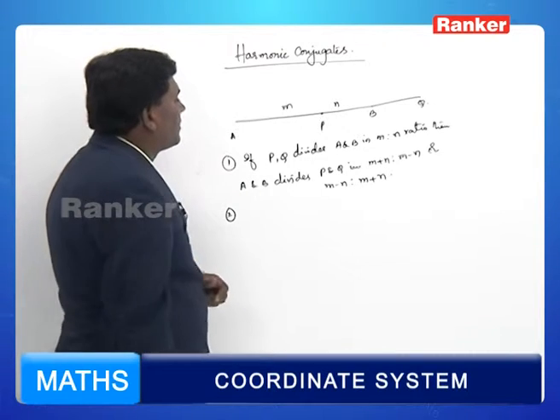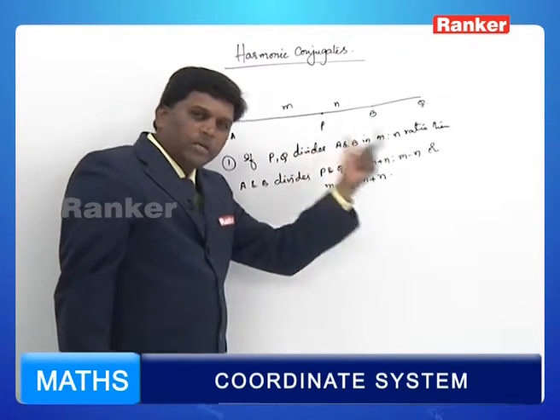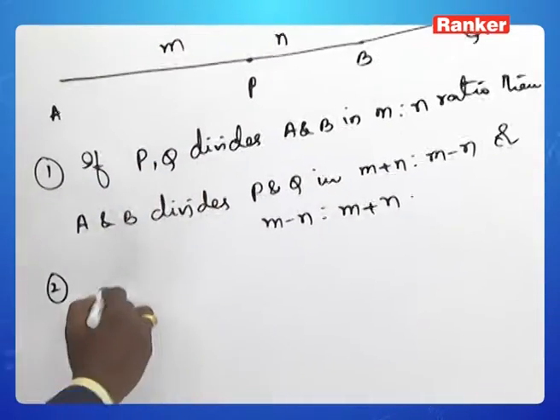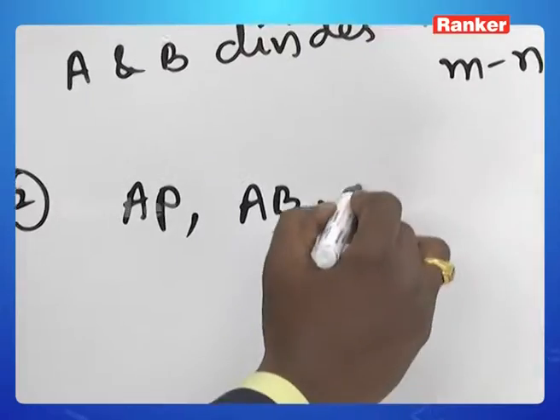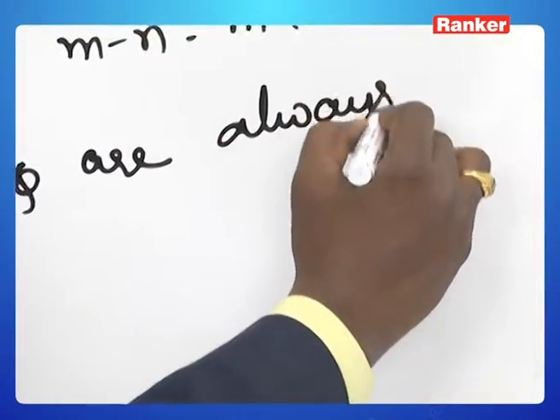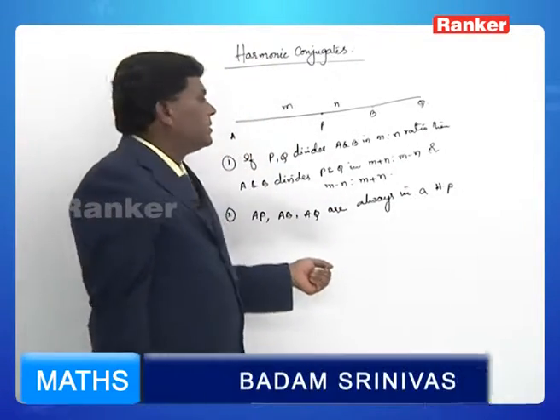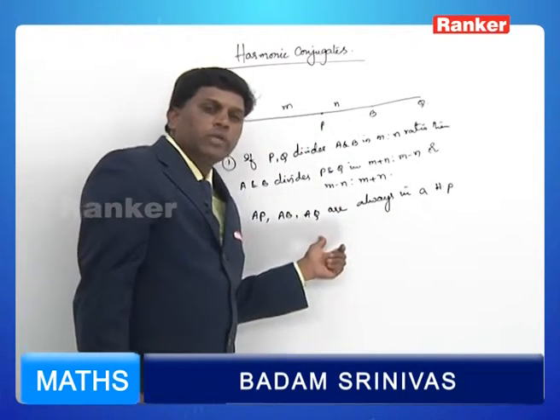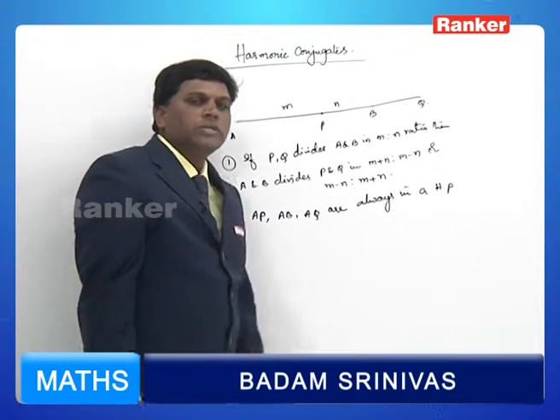Second point: if P and Q are harmonic conjugates to each other with respect to AB, then A and B are harmonic conjugates with respect to P and Q. Third one: AP, AB and AQ are always in a harmonic progression. We can prove it by using simple mathematics here. We can show that AP, AB and AQ, all the three, are in a harmonic progression. That is why we purposefully name these harmonic conjugates to each other.